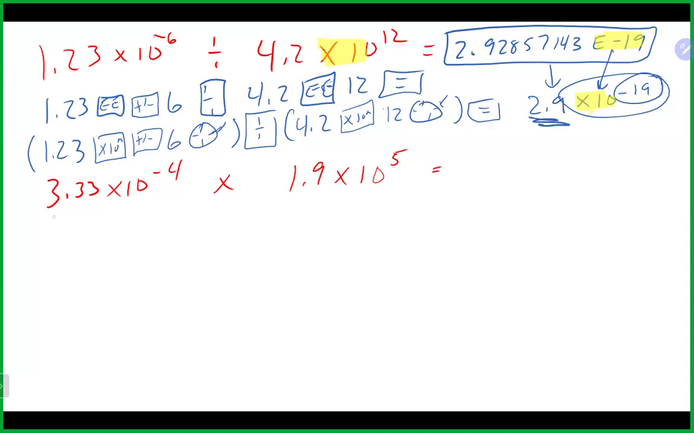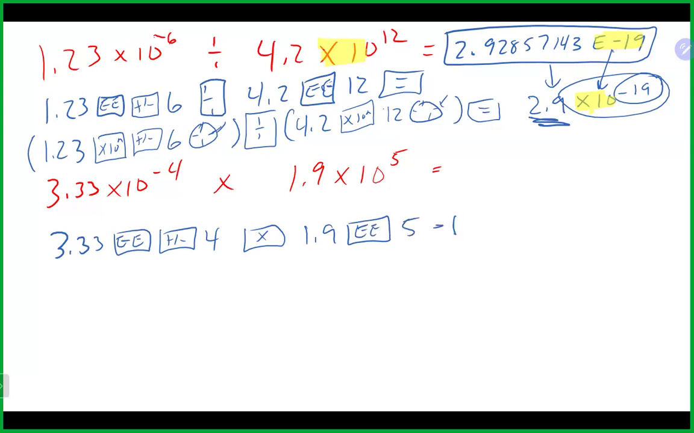Next one, we're going to go 3.33. Going to hit our exponent button, hit our negative button, hit our 4, then hit our multiplication button. 1.9, once again exponent button, and 5, and equals.